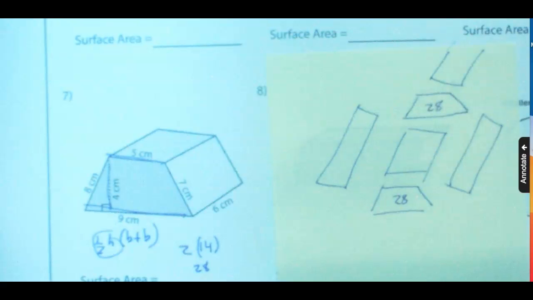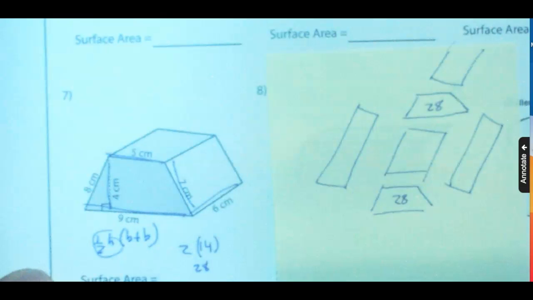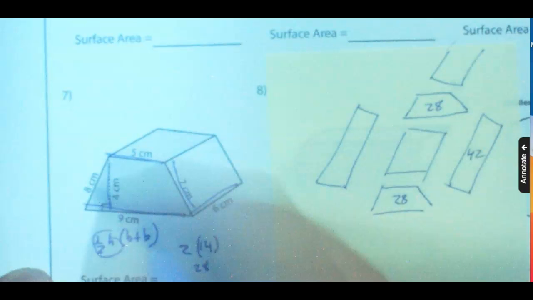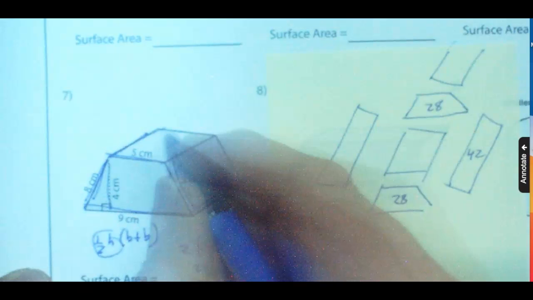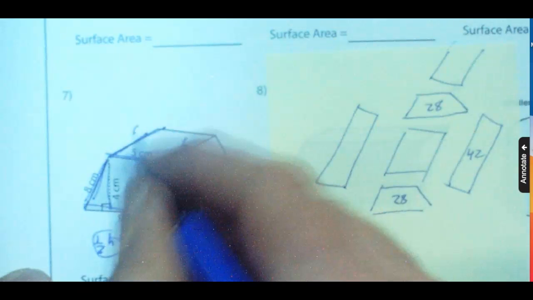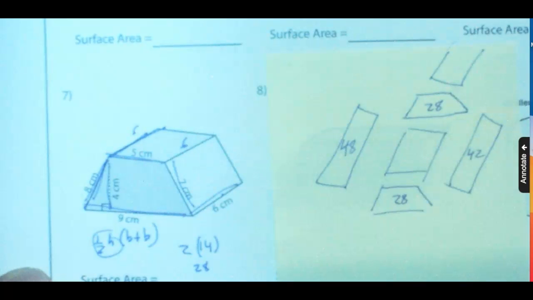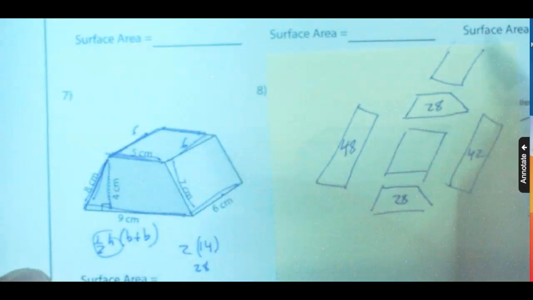Alright, now we can just do the sides. This guy is 7 times 6. 7 times 6 is 42, so this side is going to be 42. This side over here is not the same. It's going to be 8 times 6. This is 6. This is 6. This is 6. So 8 times 6, that's going to be 48. Just have to do the top and the bottom. The top is 5 by 6, so that's 30. The bottom is 9 times 6, which is 54.